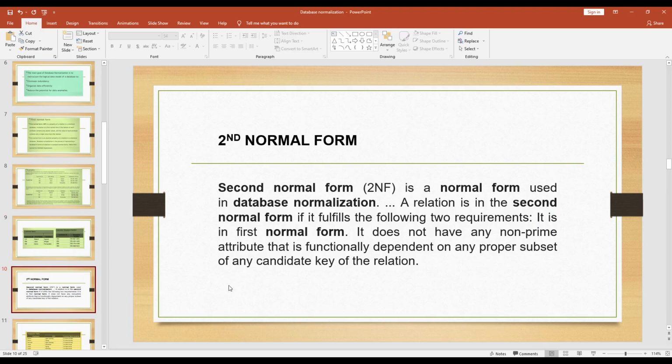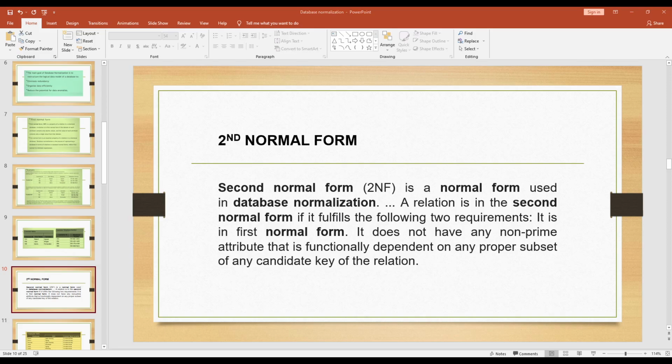Second normal form. Second normal form is a normal form used in database normalization. A relation is in the second normal form if it fulfills the following two requirements. It is in first normal form. It does not have any non-prime attribute that is functionally dependent on any proper subset of any candidate key of the relation.